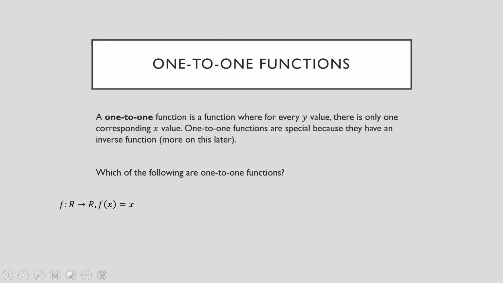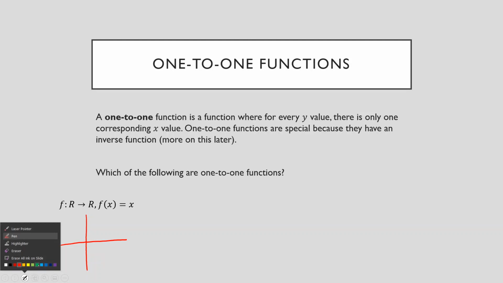So here we've got our first function, f of x equals x. What you should recognize is this is simply just the equation for the graph of a straight line with a gradient of 1 that goes through the origin. So what that would look like is something like this. Here we go. Now how do we work out whether or not this is one-to-one?